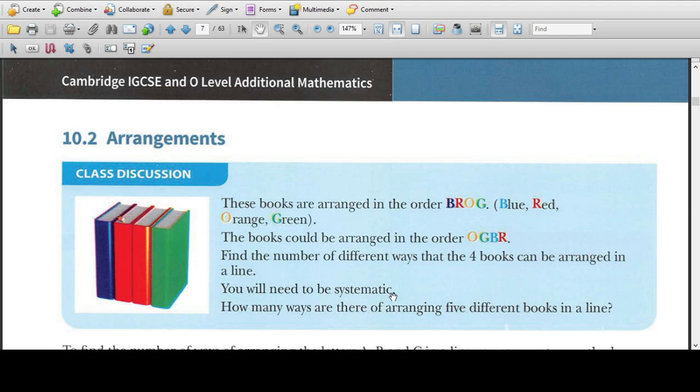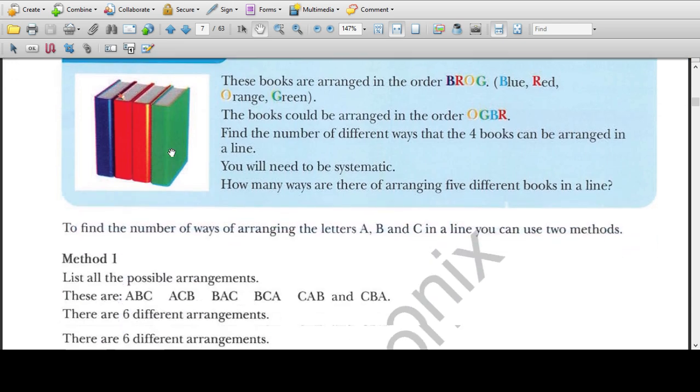You will need to be systematic. So how many ways are there of arranging 5 different books in a line? Similarly for 6 books, for 8 books, for 10 books, for 1000 books. So this is arrangement.